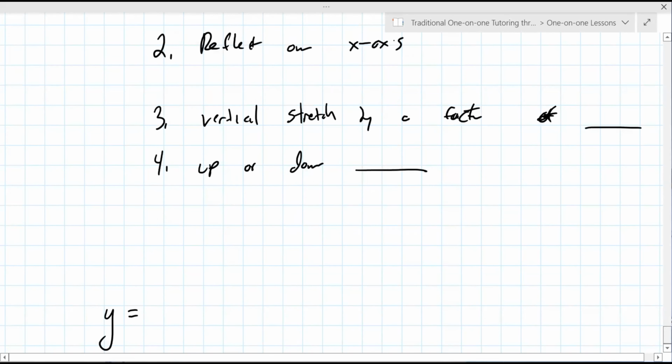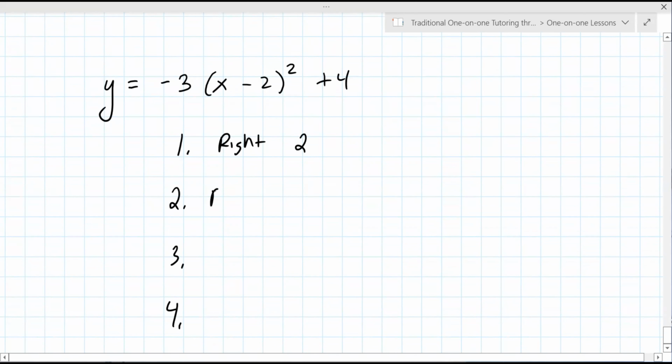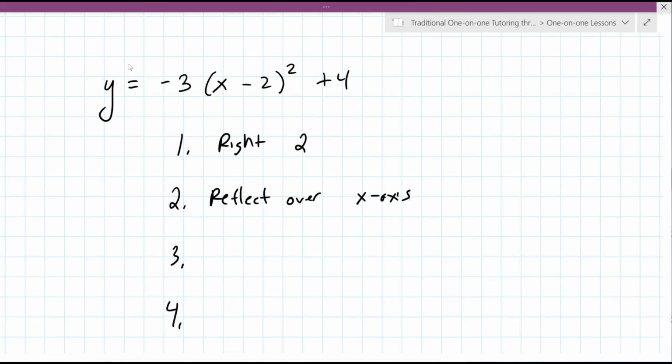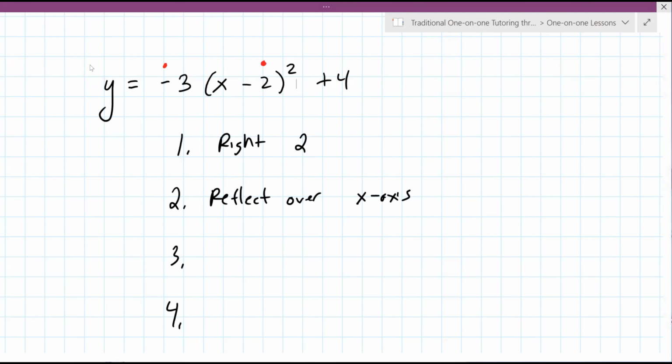Okay, so here's a problem that's got all 4 transformations in it. -3(x - 2)² + 4. So we're going to go in order. That way we get them all down in the right order. So this one is going left or right, and it's from this x minus 2. Right 2. Reflect over the x-axis. Now, what some students do is they mark off what they've dealt with. Yeah, that's what I would probably do. Okay, that's real good.